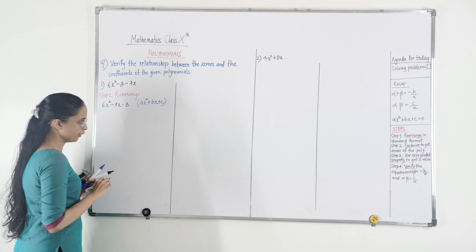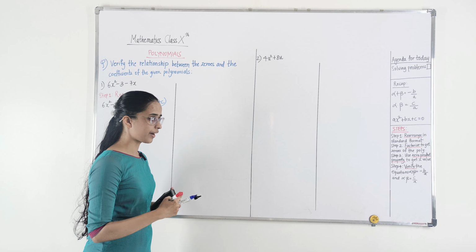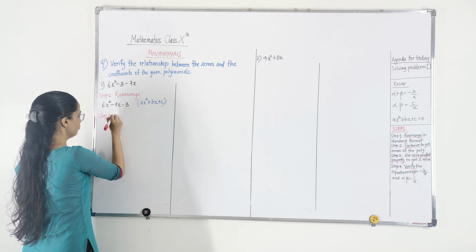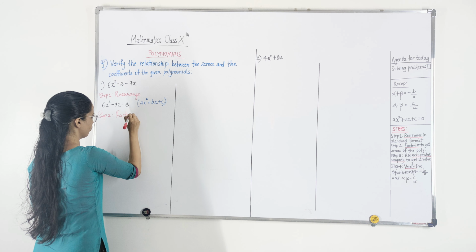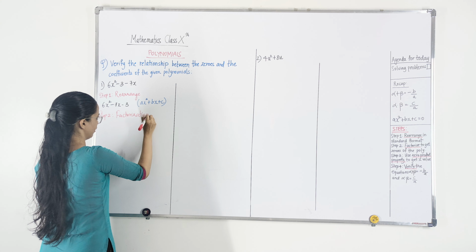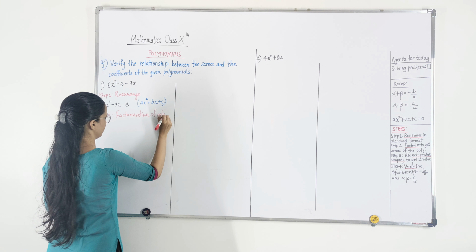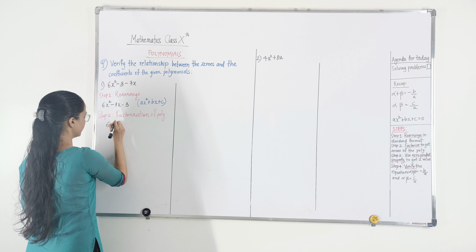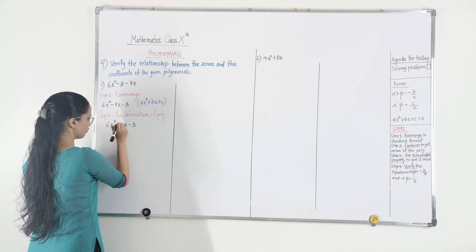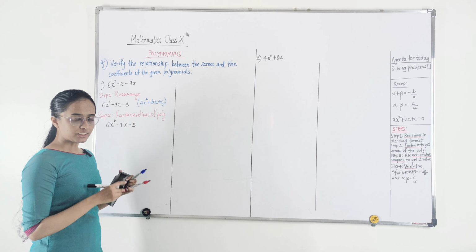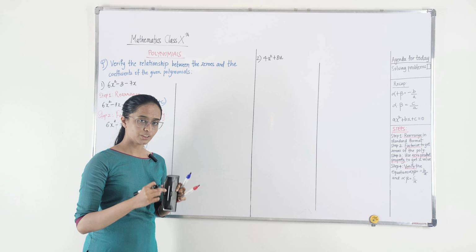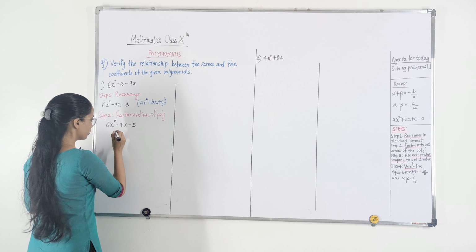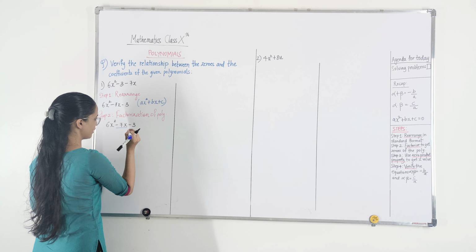Now step number 2. If you read step number 2, it says factorize to get the zeros of the polynomial. So step number 2 for every problem would be factorization of polynomial. In order to factorize, I'll be splitting the middle term. You have to pay special attention to the sign of the middle term and consider the middle term along with its sign.